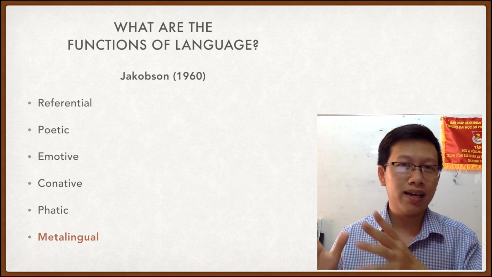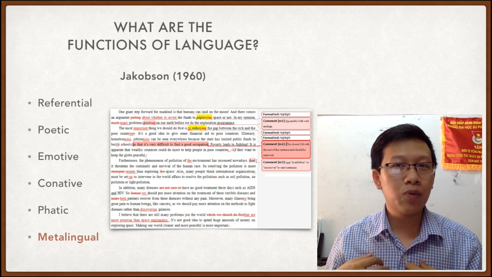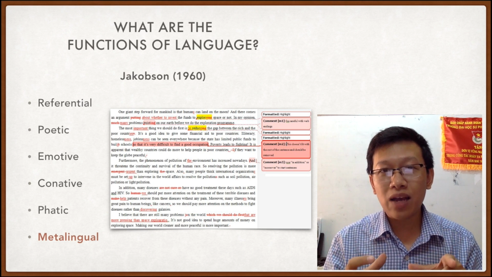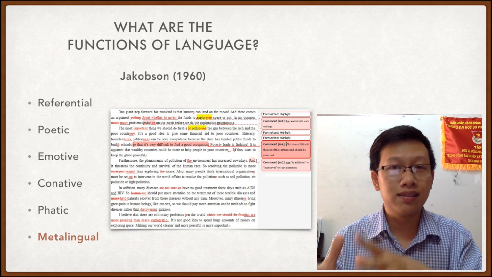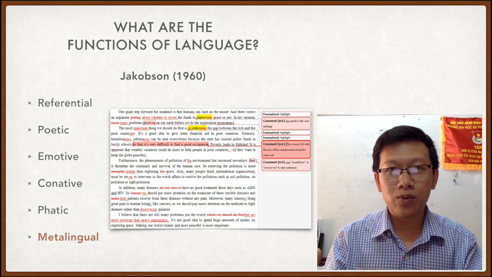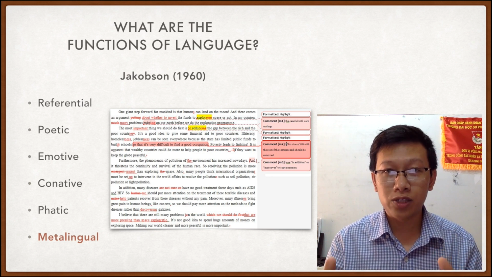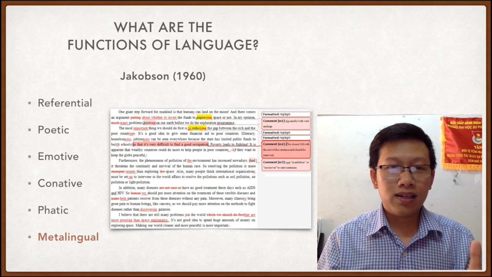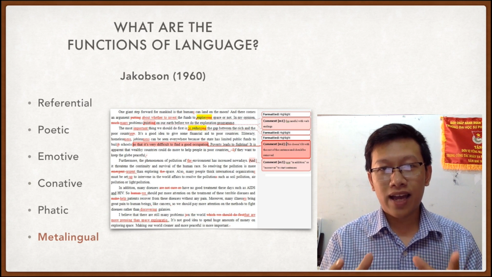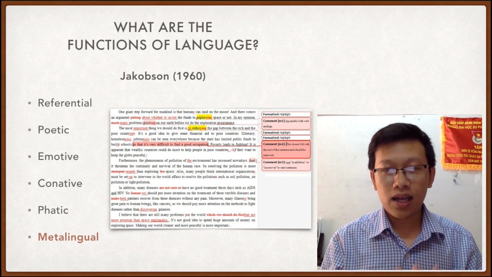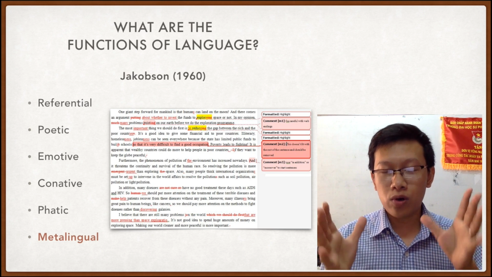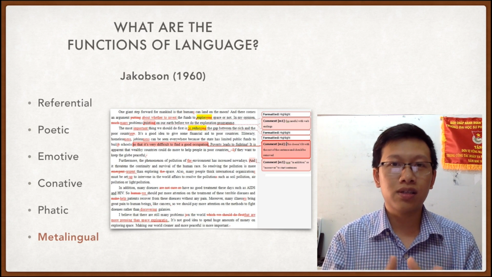For example, when I correct your essays, I use my language to correct your language. I use my language to describe, to analyze, to synthesize, to comment on your language. That is called the metalingual use of language. So those are the 6 basic functions of language that Jakobson has summarized for us. Other linguists have also put forward some other functions, and you might want to study more of them.